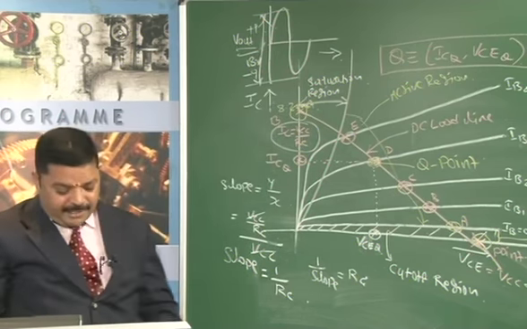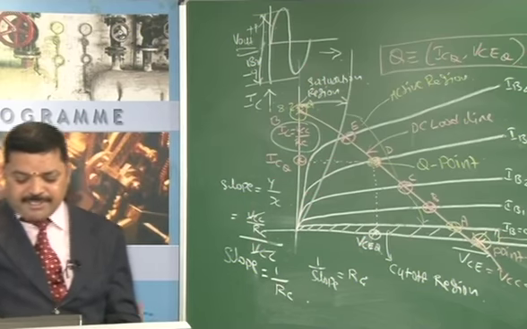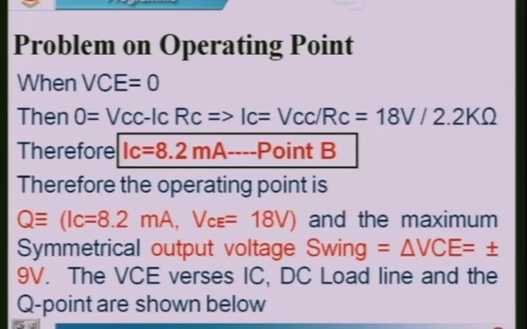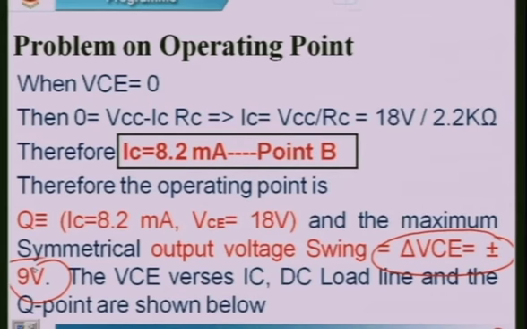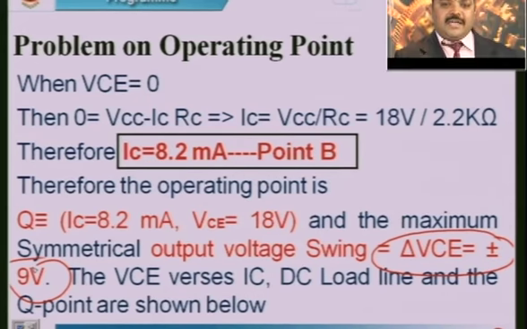Therefore, the maximum symmetrical voltage swing will be plus or minus 9 volts. Here I have marked plus or minus 9 volts. The VCE versus IC graph, DC load line and the Q point for this problem are shown in the figure below.